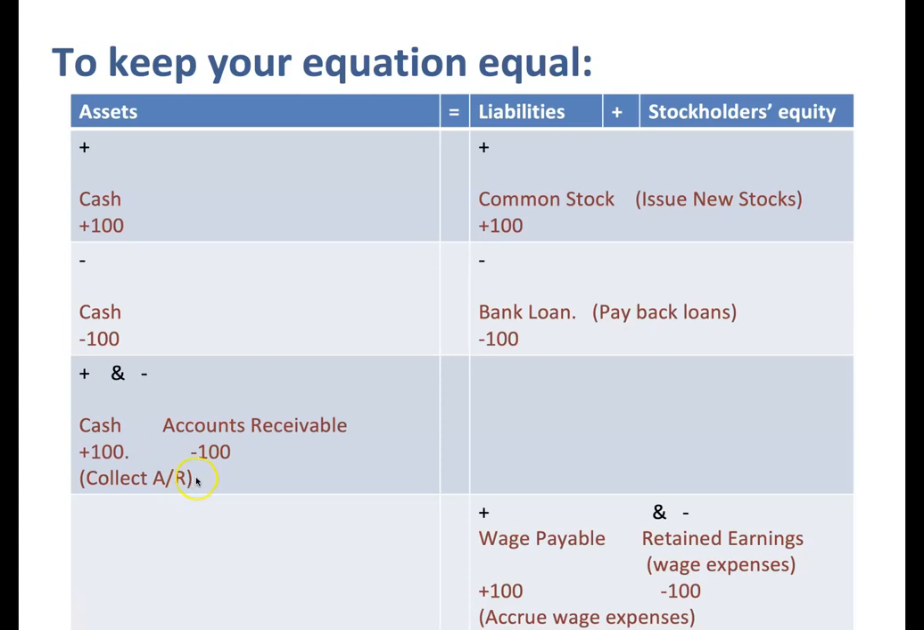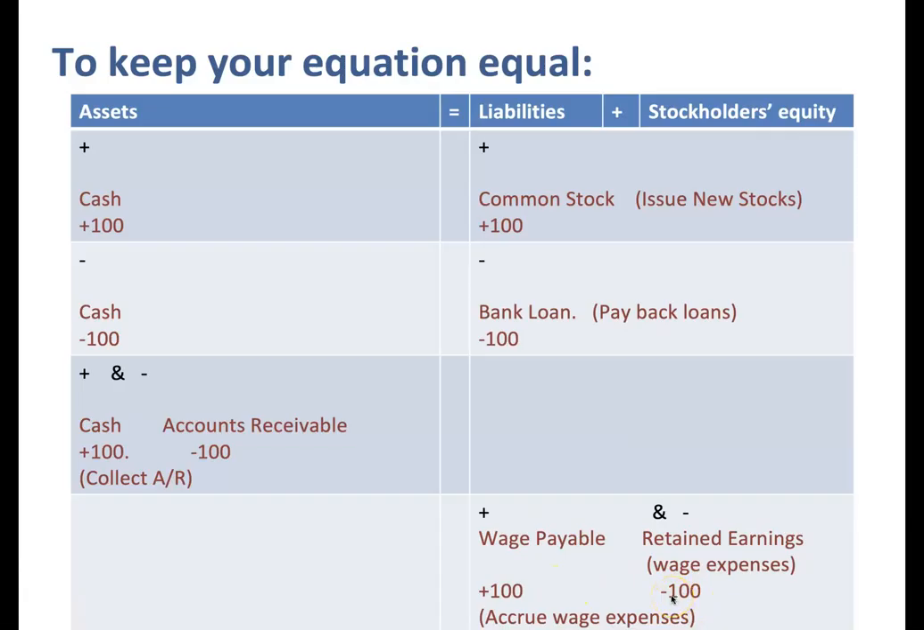The net effect of this is 0, right? 100 plus minus 100 equals 0. So 0 on the left-hand side and 0 on the right-hand side. So your left-hand side and right-hand side will be equal. Finally, you could add and subtract the same amount on your right-hand side simultaneously.